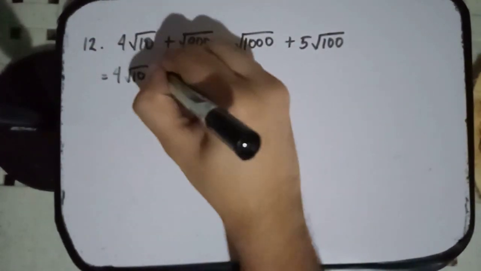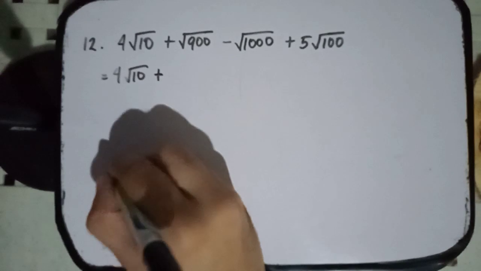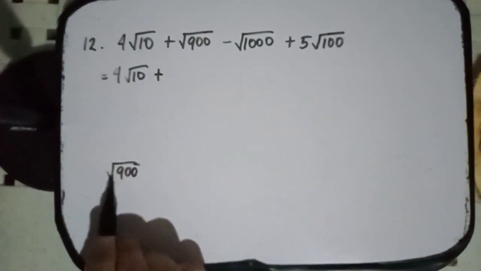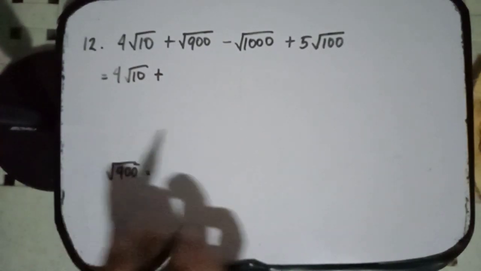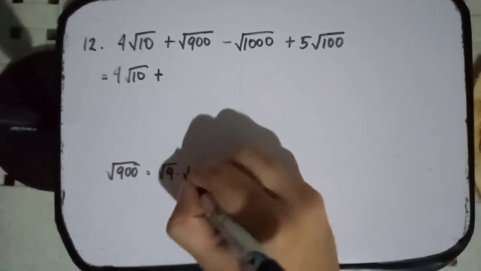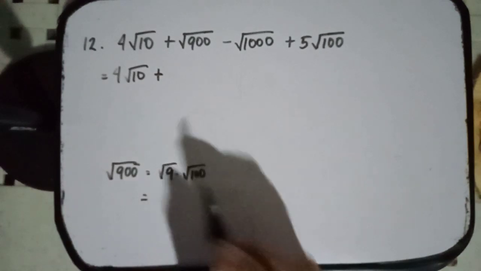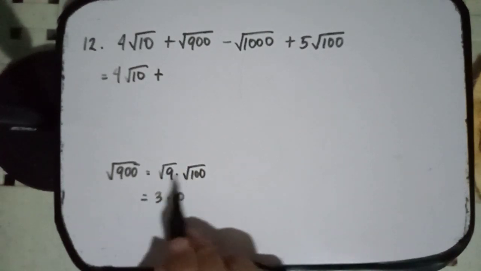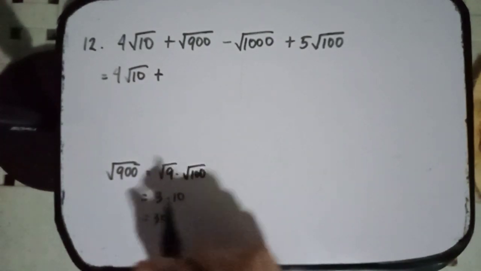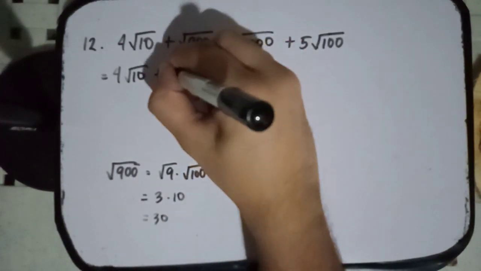Okay? Then, plus square root of 900. So, let us simplify square root of 900. Diba? So, bale, ang factors ng 900 is 9 times 100. Diba? So, 900. 9 times 100. So, square root of 9 times square root of 100. Pero, it turns out na parehas silang perfect square. Diba? Parehas silang perfect square. Kasi square root of 9 is 3. And then, square root of 100 is 10. Diba? So, 3 times 10 equals 30. So, therefore, square root of 900 is equal to 30. Alright, so, square root of 900, palitan natin ng 30.